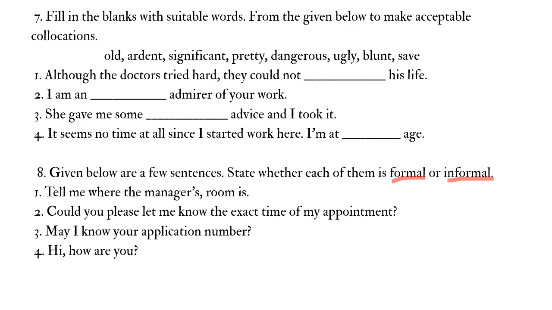Next question: May I know your application number? In this, may and could are all polite, requesting expressions. So it is a polite expression and also the statement is mentioned in a very clear way. Here what is the subject? Application number. He did not say it or they; a pronoun is not mentioned. The matter is explained in a very clear way. So this is formal language, a formal sentence.